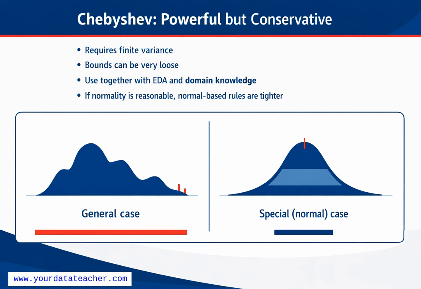But remember the bullets on the slide, it requires finite variance and the bounds it produces can be very loose. That's why you should treat Chebyshev as a safety net, not as your final model. Always combine it with exploratory data analysis and domain knowledge. Look at distributions, time plots, and context, and then ask whether more specific models make sense. In the special normal case, on the right, when normality is a reasonable assumption, classic normal-based rules give you much tighter, more informative bounds than Chebyshev.